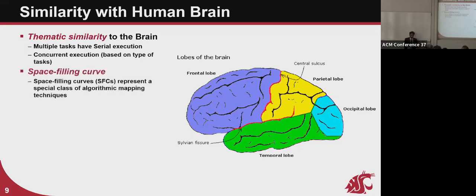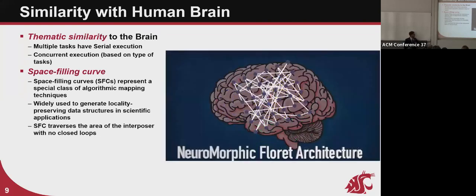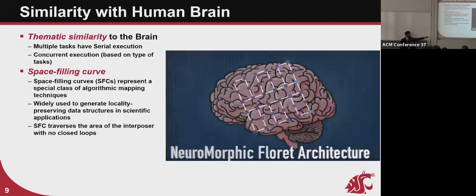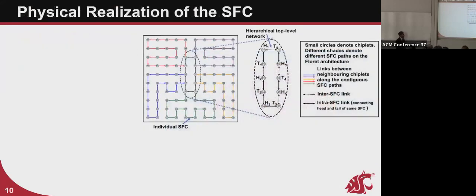The space-filling curve, as an idea, represents a class of algorithms which map something in 2D using a one-dimensional space. It generates a locality-preserving data structure, which will make more sense once we look at the physical realization in the next slide. And an SFC traverses the area with no closed loops. Looking at this architecture as an example, we have a neuromorphic idea baked in as a toy example, Floret being on top of the brain. So let's look at the physical realization that I was talking about.